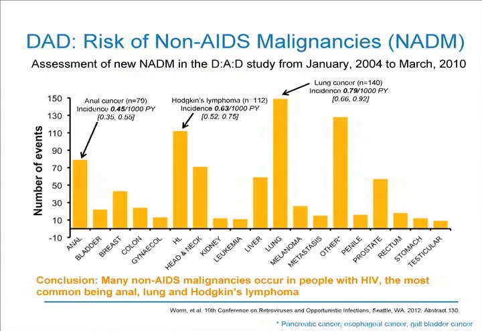If you ask which specific cancers we are talking about, recent data presented at the retrovirus meeting in Seattle from the DAD study looked at the events or risks for specific cancers, and three cancers really stood out. Anal cancer risk was high, felt to be due to HPV virus. Hodgkin's lymphoma risk was high, and lung cancer, as we discussed, often related to cigarette smoking.